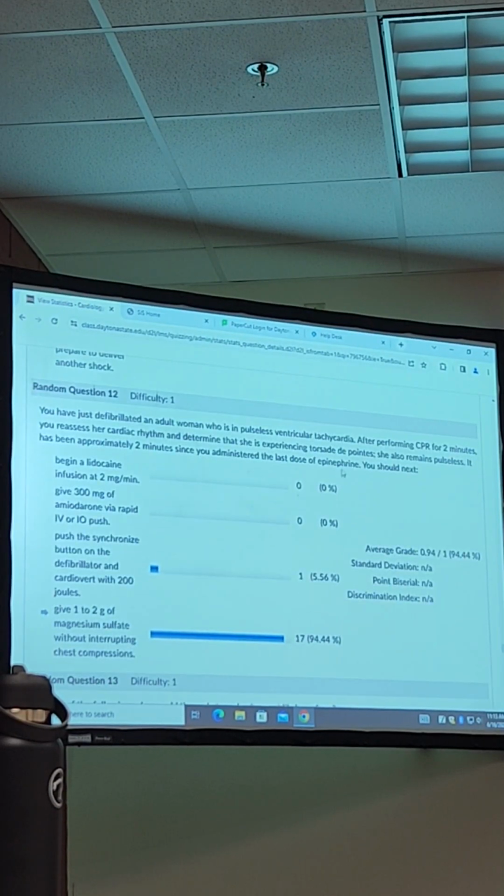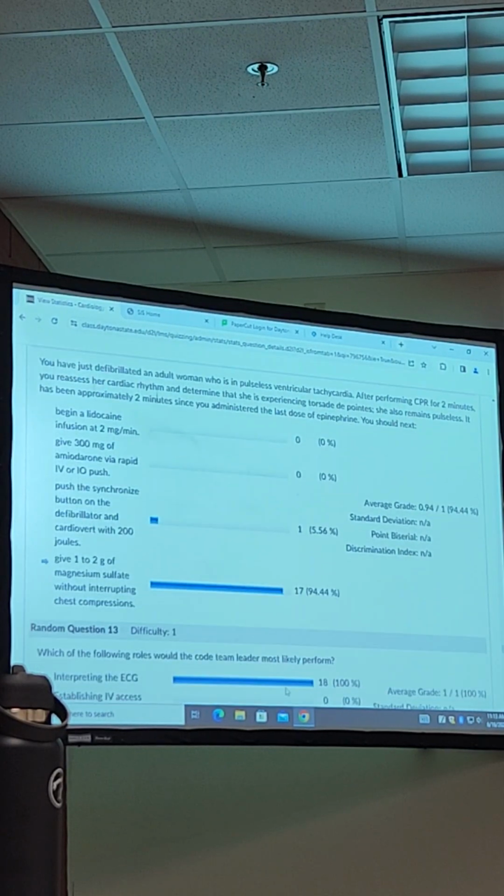You just shocked a woman in pulseless VTAC. After CPR for 2 minutes, you see that she's now in torsades and is pulseless. All right? It's been 2 minutes since your last dose of epi, so the next drug would be an antidysrhythmic, but because it's torsades, it should be MAG. Okay. I'm assuming somebody missed this part right there. If you had a pulse, then this would definitely be synchronized cardioversion. But you didn't have a pulse.